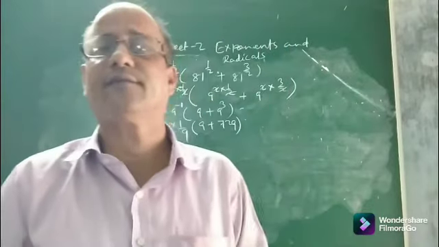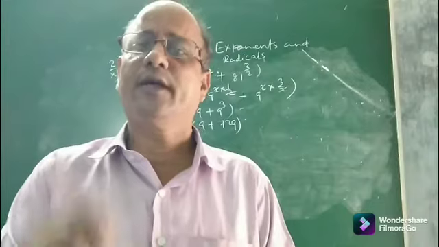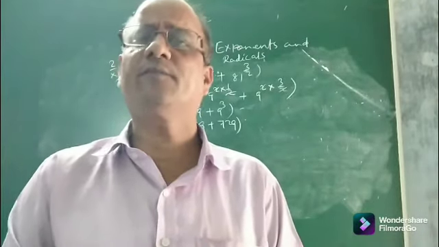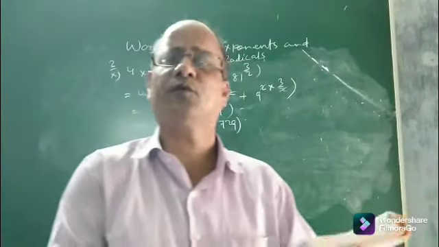Children, in the last class we were discussing problems of worksheet 2 of the chapter exponents and radicals. Up to number 2 we had discussed. The last bit of number 2 was left. Let us complete that and we will go to the next numbers, that is 3, 4, etc.